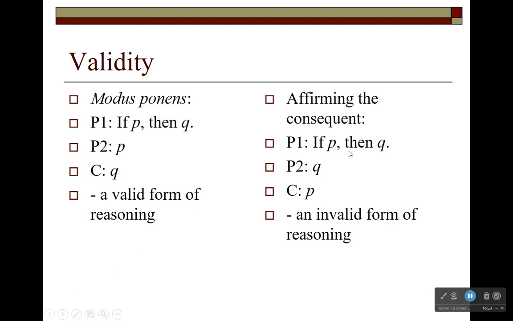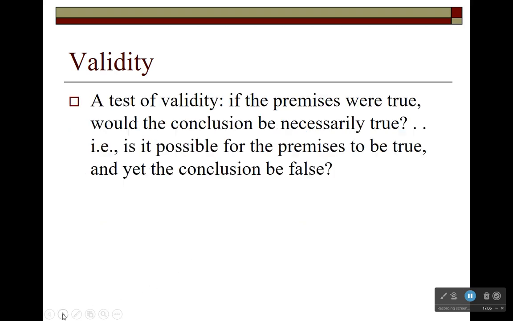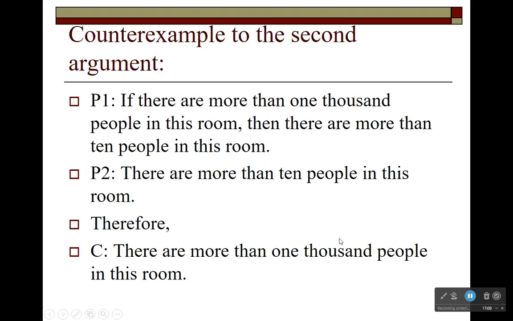So I'm going to construct a counterexample to this argument, an argument of exactly the same form with obviously true premises but an obviously false conclusion. So here's a counterexample to that second argument. Premise 1. If there are more than 1,000 people in this room, then there are more than 10 people in this room. Of course, that conditional statement is always true. Premise 2. There are more than 10 people in this room.